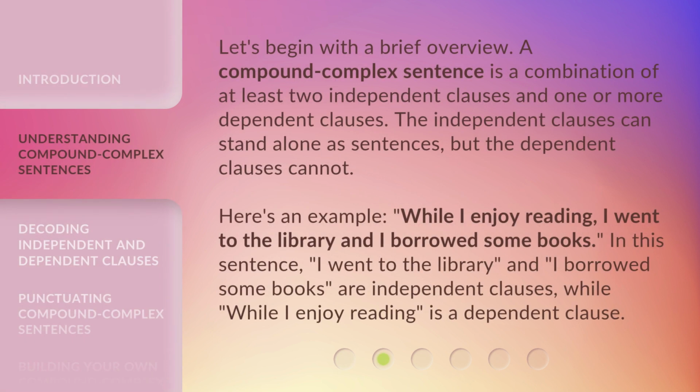Let's begin with a brief overview. A compound complex sentence is a combination of at least two independent clauses and one or more dependent clauses. The independent clauses can stand alone as sentences, but the dependent clauses cannot. Here's an example. While I enjoy reading, I went to the library and I borrowed some books. In this sentence, I went to the library, and I borrowed some books, are independent clauses, while I enjoy reading is a dependent clause.